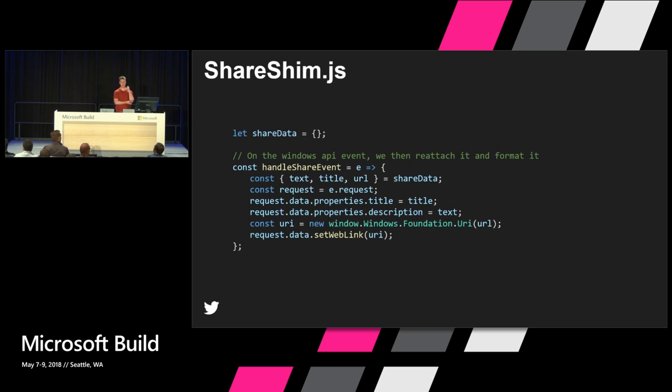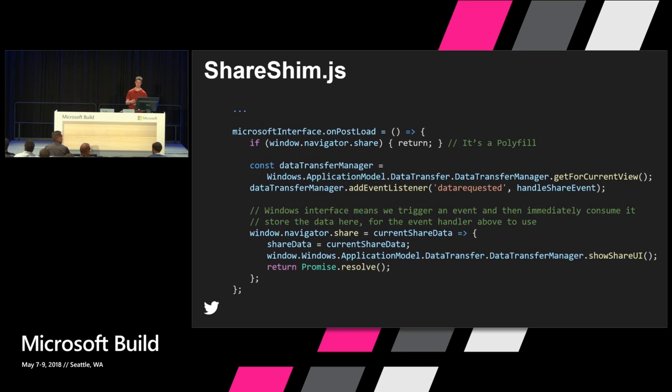So while the web API is imperative, you just call that one line, the Windows API is event-based. And so we're going to finagle the Windows API into this web share interface. Because it's event-driven, the first thing we need to do is create an event handler. All this handler does is format those 3 parameters and put them onto the Windows share request. It's pretty straightforward there, you can see.